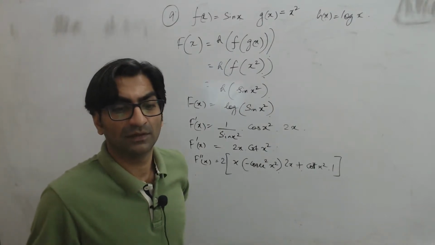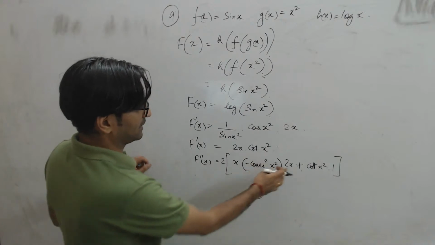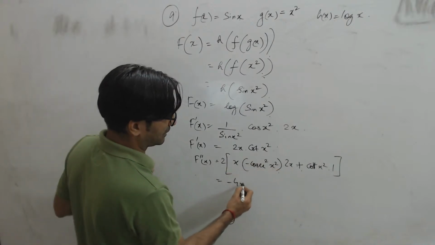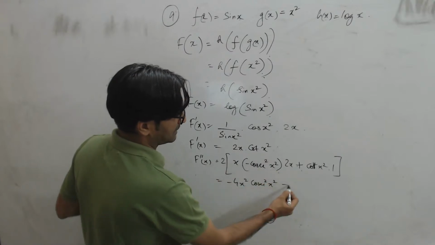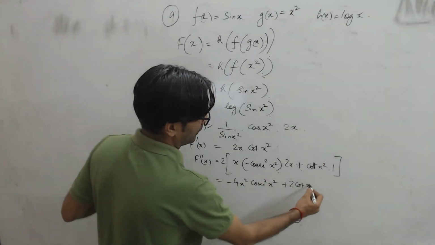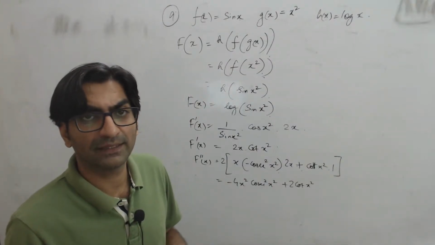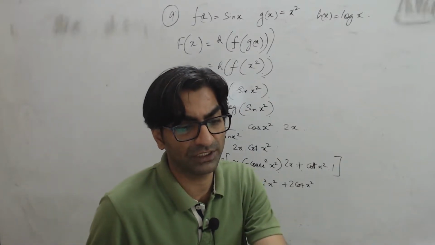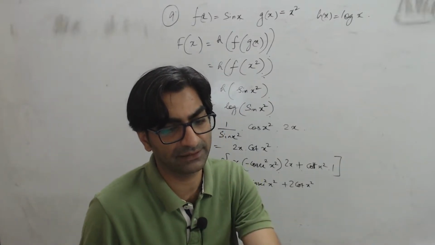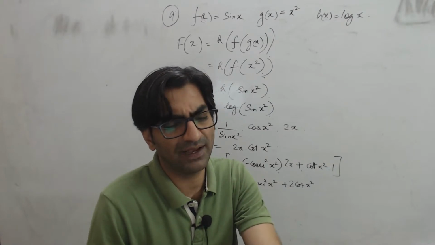What is this? 2 into x into 2x is 4x square. So minus 4x square into cosec square x square plus 2 cot of x square. Yeah. And just look for the correct choice here. 2 cot x square minus 4 cosecant square x square is given in the choice. That's option B. Yeah. Again, a simple one.